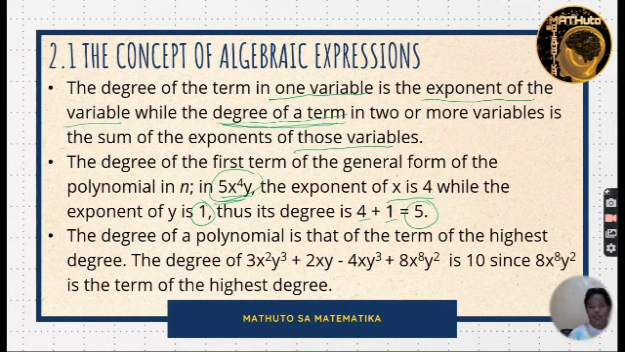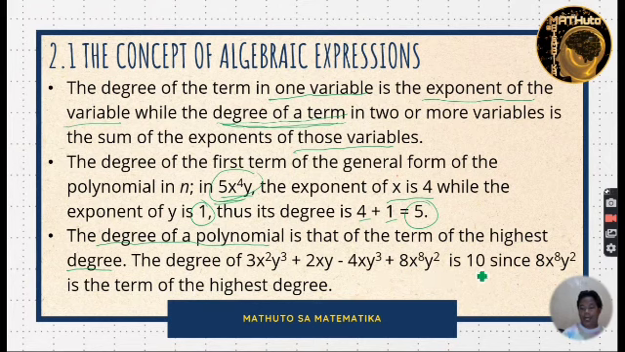The degree of a polynomial, so pag sinabi natin degree of a polynomial is that of the term of the highest degree. So, yung ating term na may highest degree is considered as the degree of the polynomial. So, we have an example here. 3x squared y cubed plus 2xy minus 4xy cubed plus 8x to the 8th power times y squared is 10.